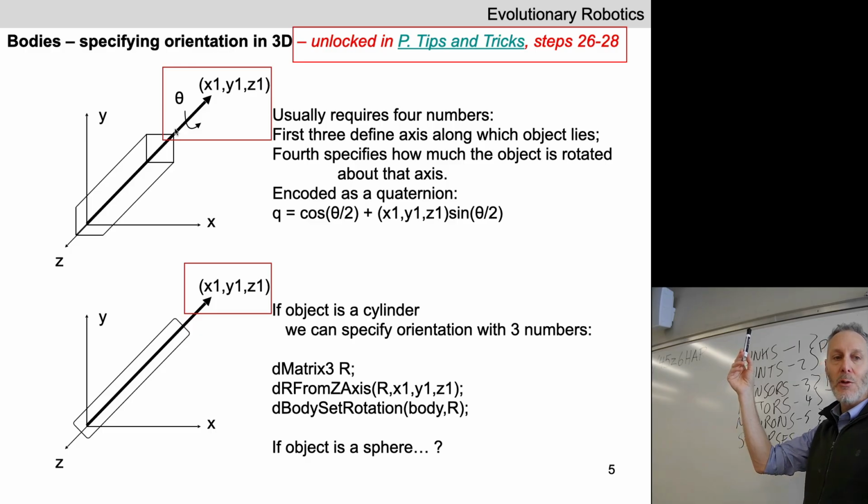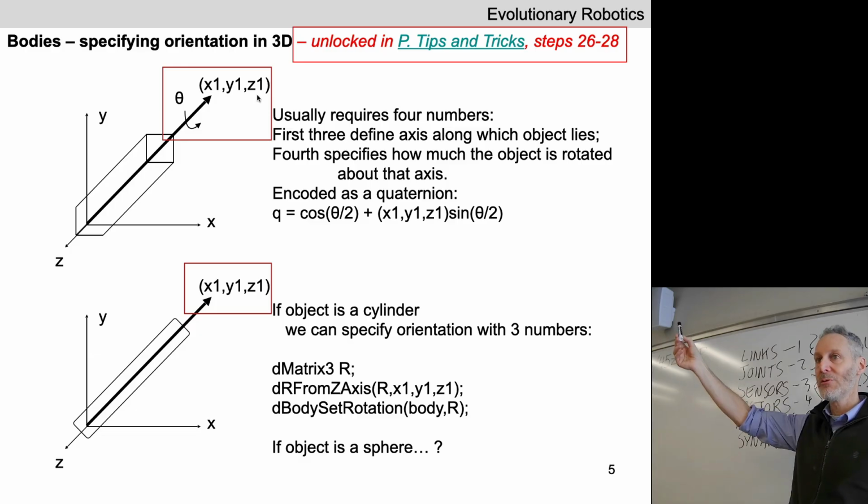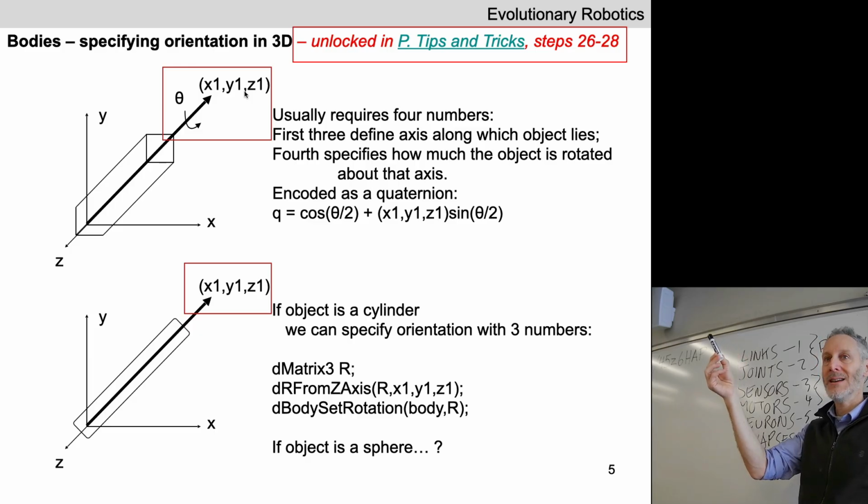So we can take 3 numbers, which we'll call x, y, and z, which define a vector in three-dimensional space. And we're telling the physics engine to use x, y, and z to align the long axis of the object along x, y, and z.